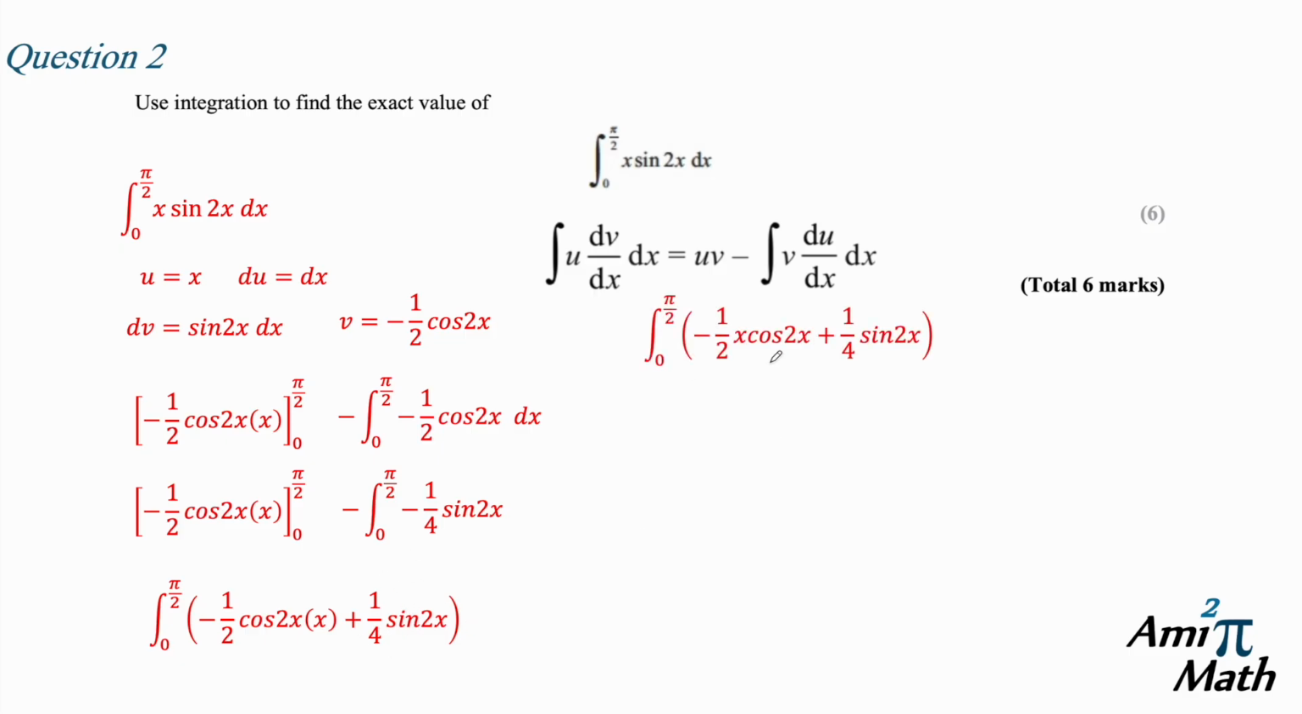And then we can just rearrange the x to put it in the front here, like so. And then we're going to put in when x is pi over 2, which is the upper limit. Okay, so this is what it will look like, and that will be equal to pi over 4.